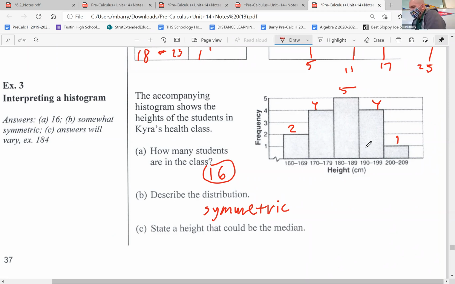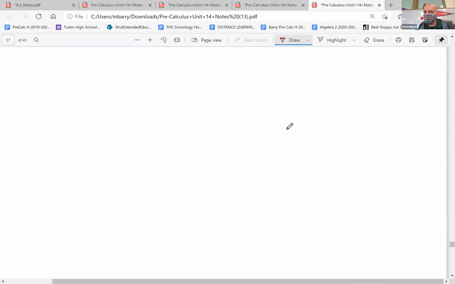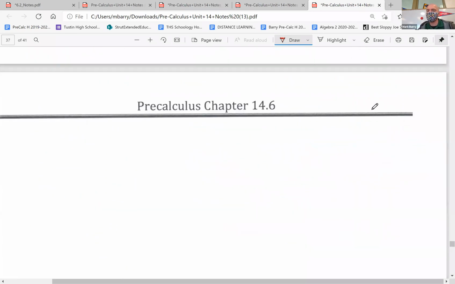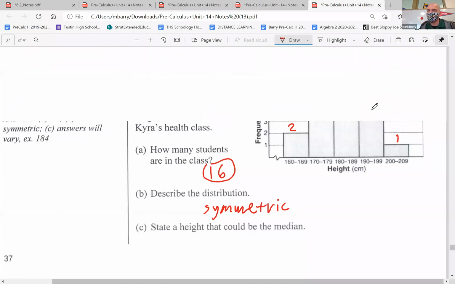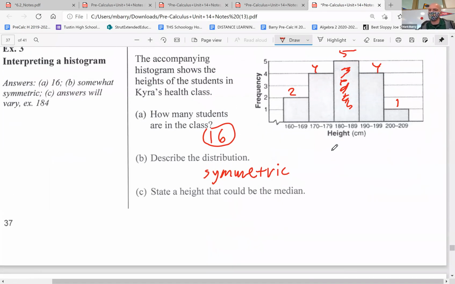All right, state a height that could be the median, all right? So what's a height that could be the median? Well, remember back to what we set up here, that in the symmetric distribution, the mean is equal to the median, but it's also right in the middle, okay? So the median must be in this middle bar. So you can see the answer key there says it could be 184.